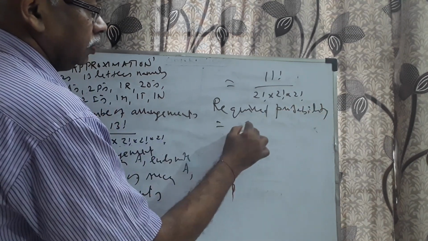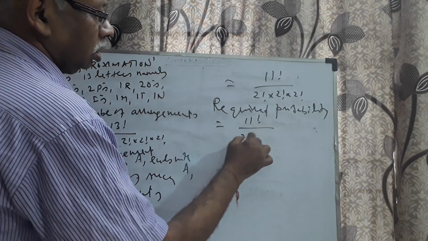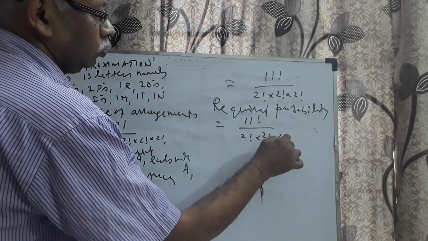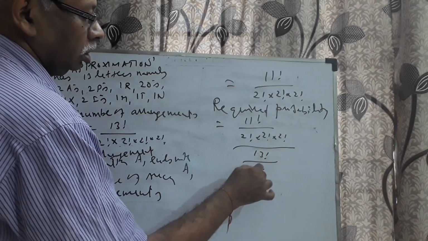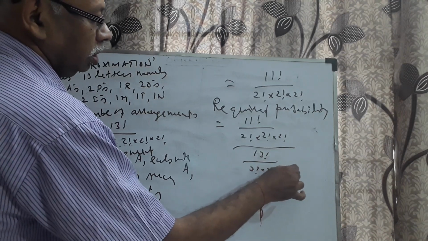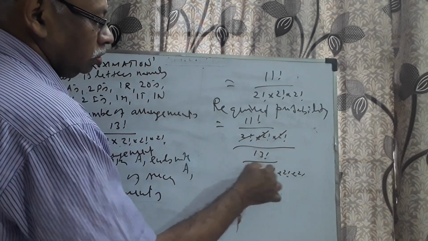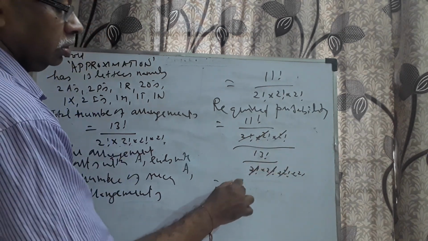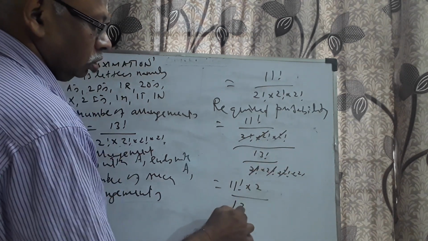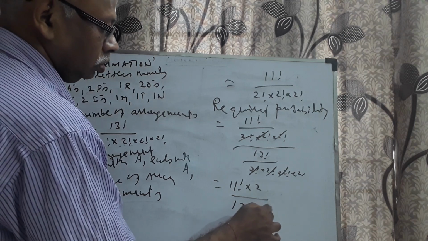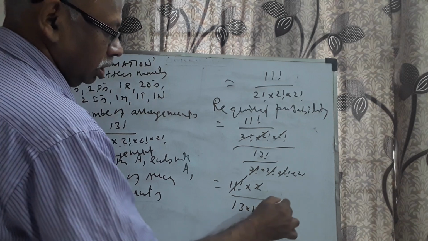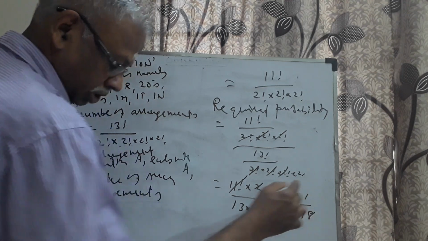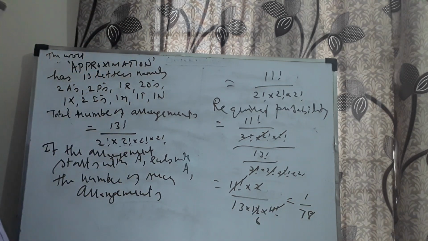Required probability is equal to 11 factorial by 2 factorial into 2 factorial into 2 factorial divided by 13 factorial by 2 factorial into 2 factorial into 2 factorial into 2 factorial. Here 3 2 factorials will get cancelled. 11 factorial into 2 by 13 into 12 into 11 factorial. This will anyway get cancelled. I'll end up with 1 upon 78. 1 upon 78 is the answer.